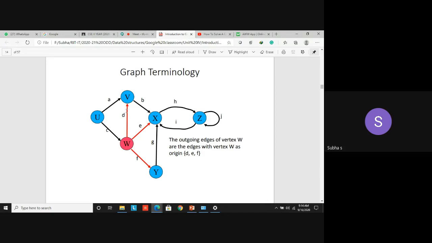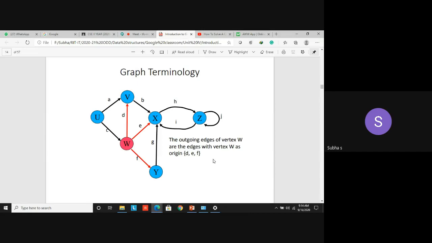There is one edge called D, which is incident on V. Similarly, another edge E, incident on X. There is another edge F, incident on Y. So there are three outgoing edges from vertex W. These are the outgoing edges of vertex W. Have a note and pen and write it, then only it will be more clear.